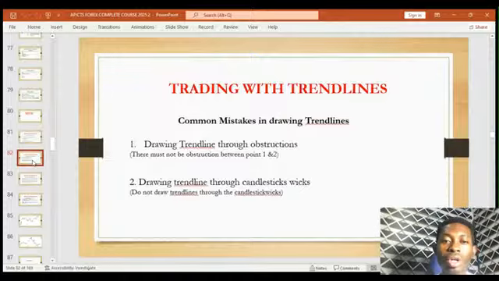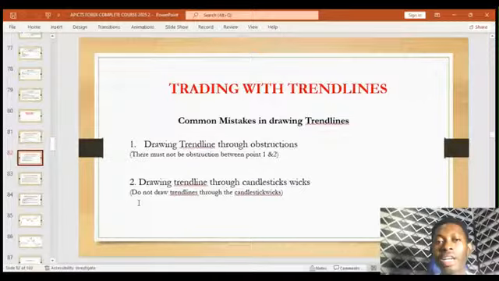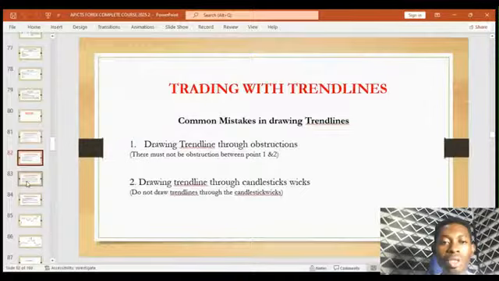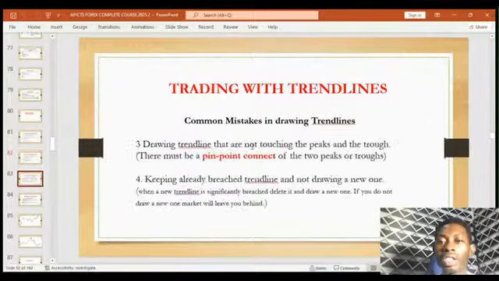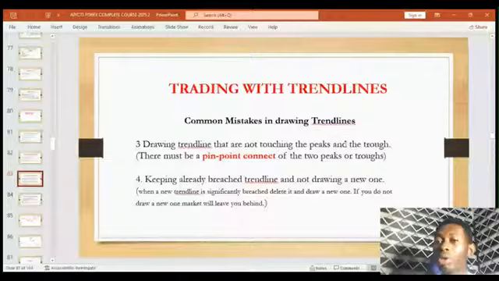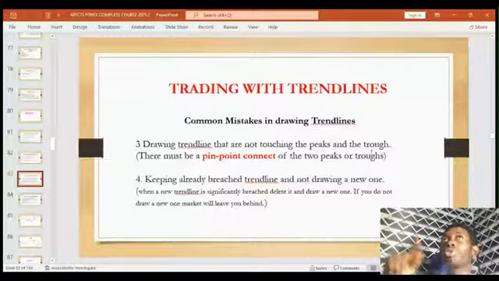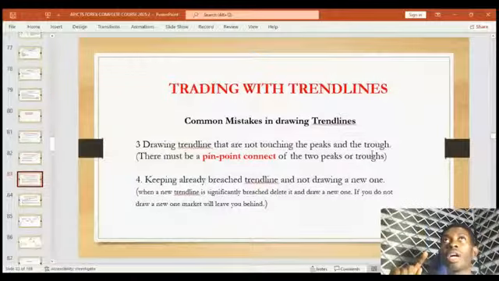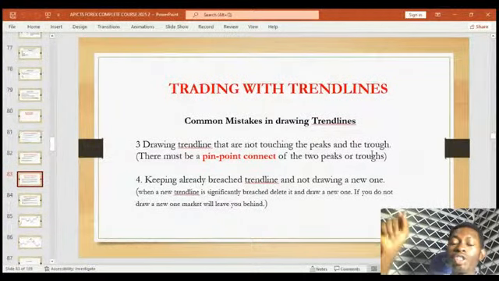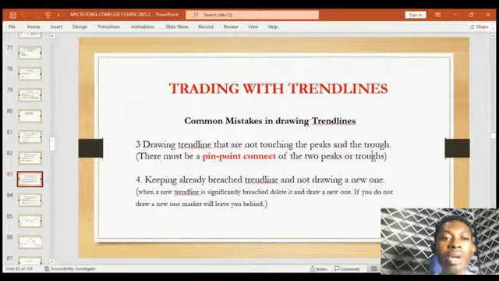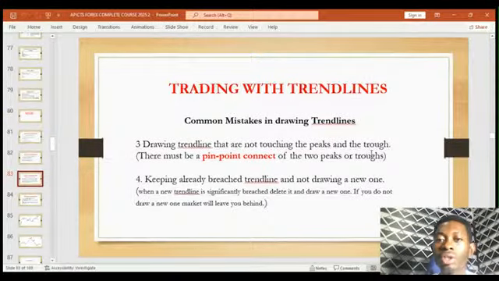Some people draw a trend line through obstruction, some draw it through the wick. No, it must be a pinpoint touch. Drawing trend lines that are not touching the peaks and the troughs is a mistake. There must be a pinpoint connection of the two peaks or two troughs. Every time you see two peaks or two troughs, just connect them together, and then you watch in the future to see if the trend line is going to be respected or broken. Another mistake is keeping an already breached trend line and not drawing a new one. When your trend line is breached, you draw a new one.